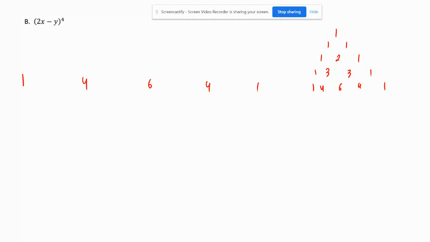What's a bit different over here is that our first term is actually 2x. So this is going to start as 2x to the 4th, 2x cubed, 2x squared, and then 2x. Our last term is going to be negative y to the 4th, negative y cubed, negative y squared, negative y to the 1. We're going to put pluses in between temporarily, and you'll see why in a second.